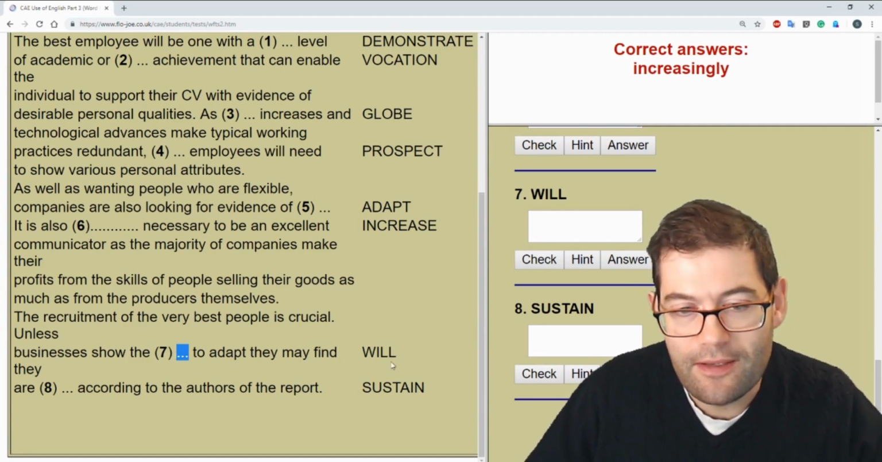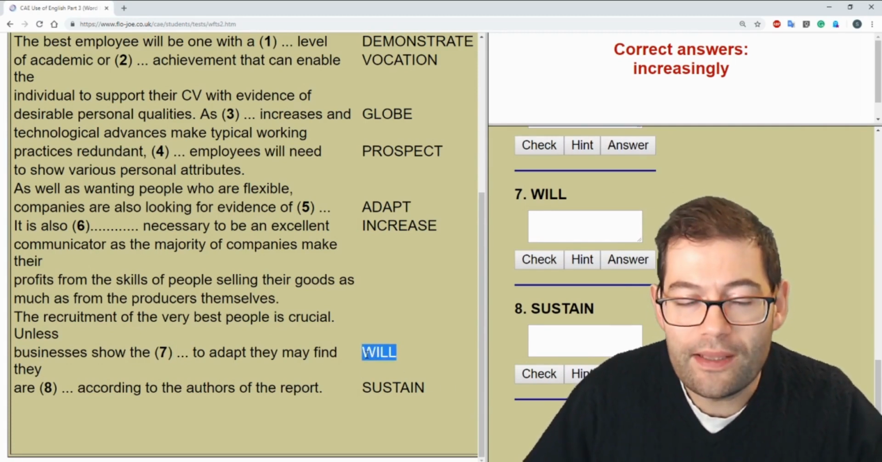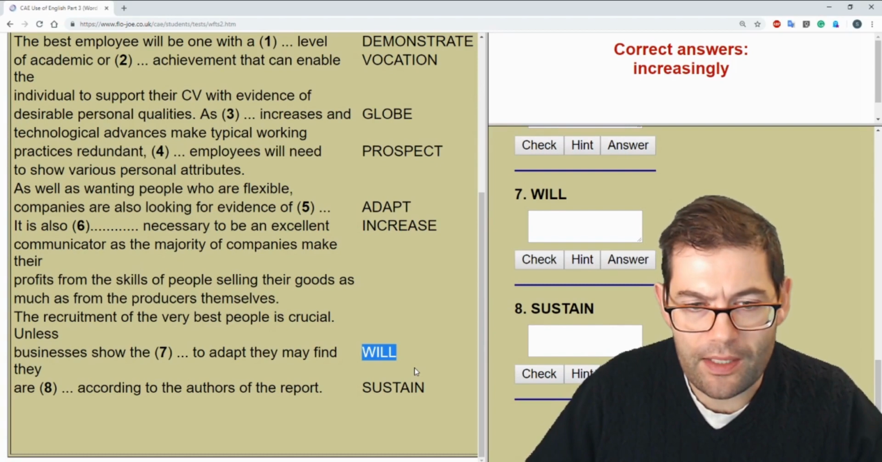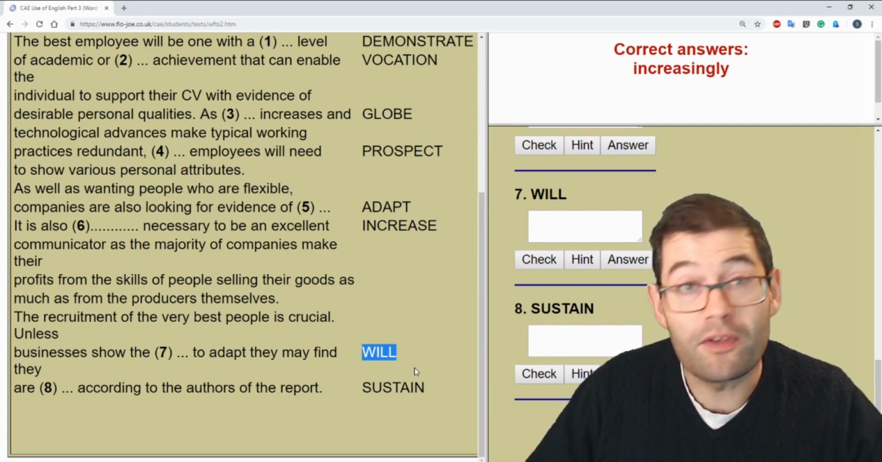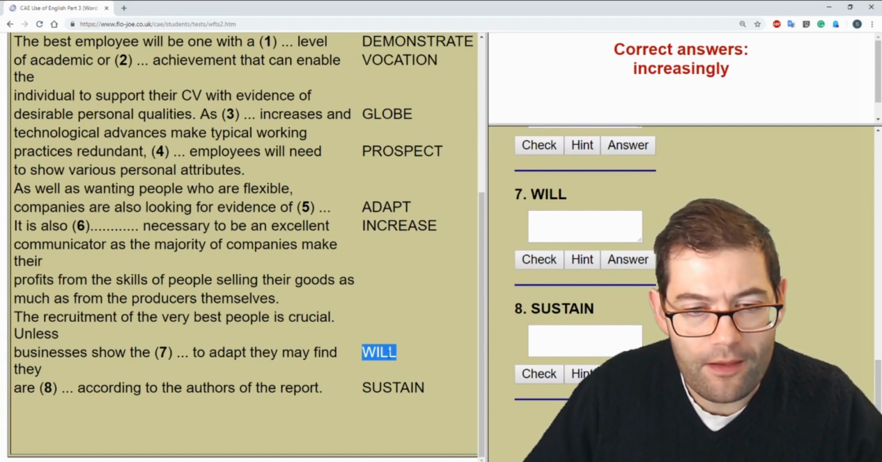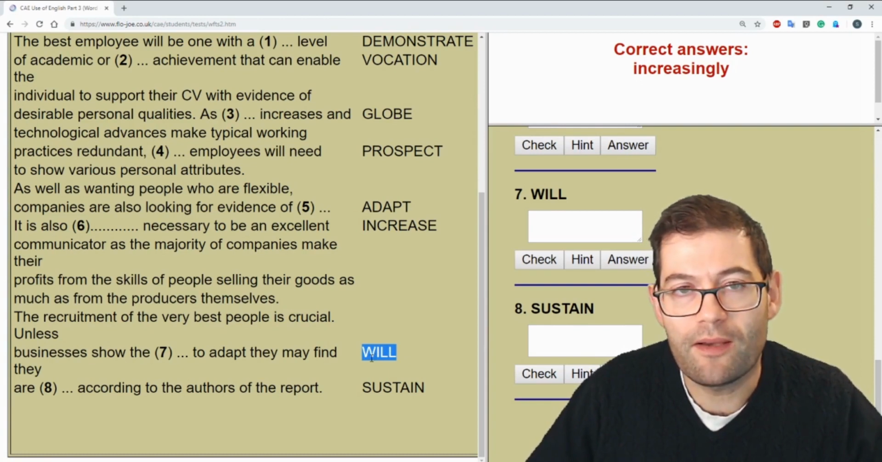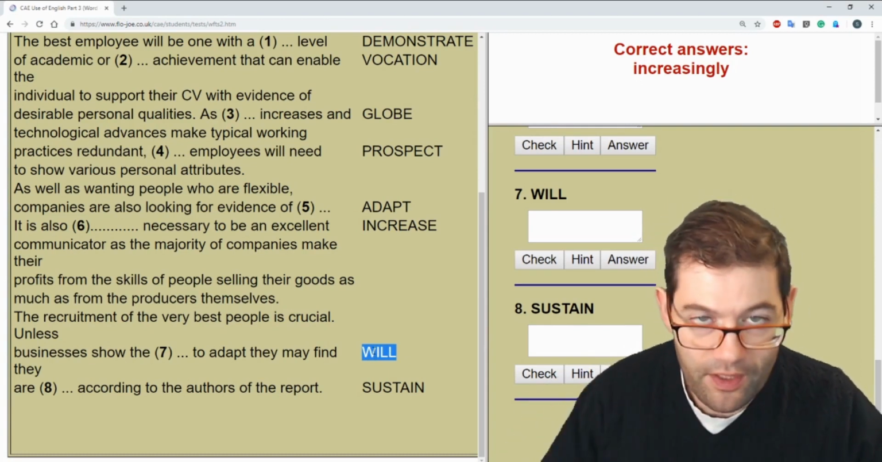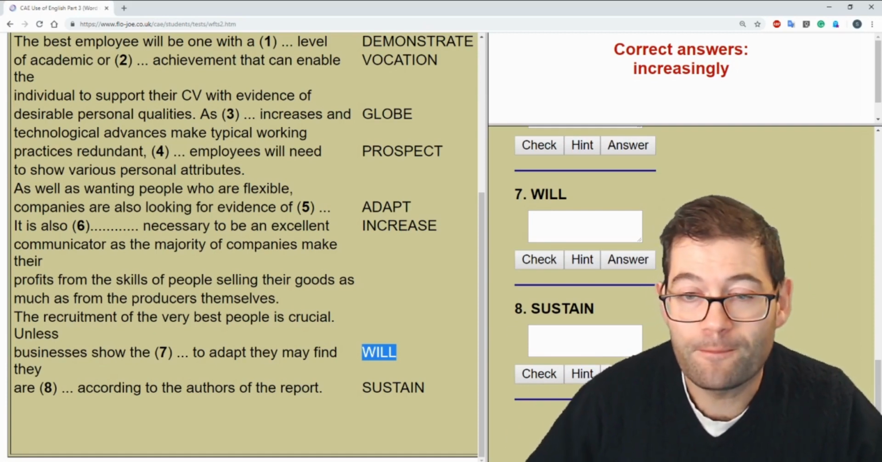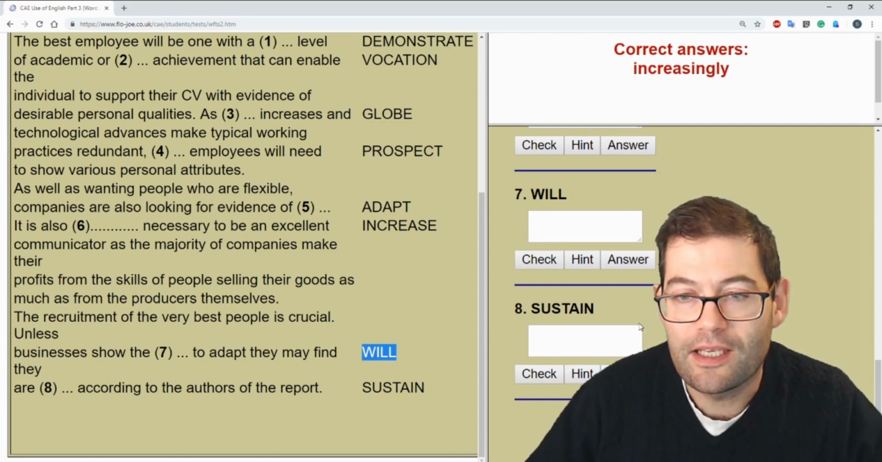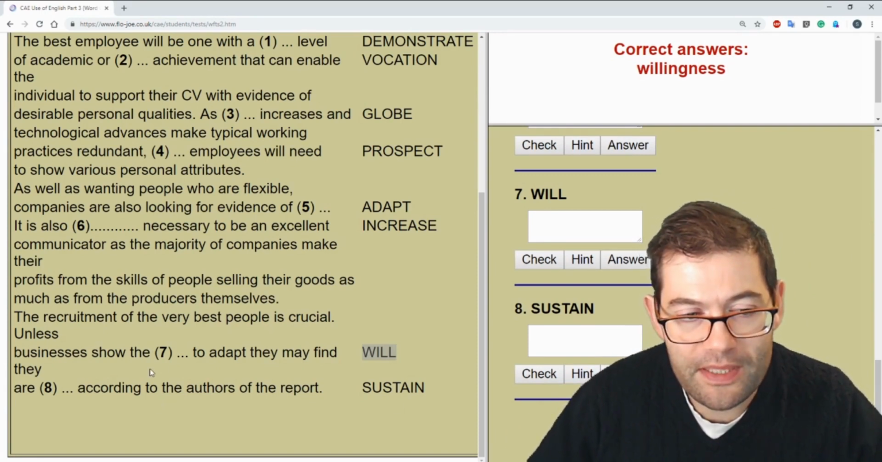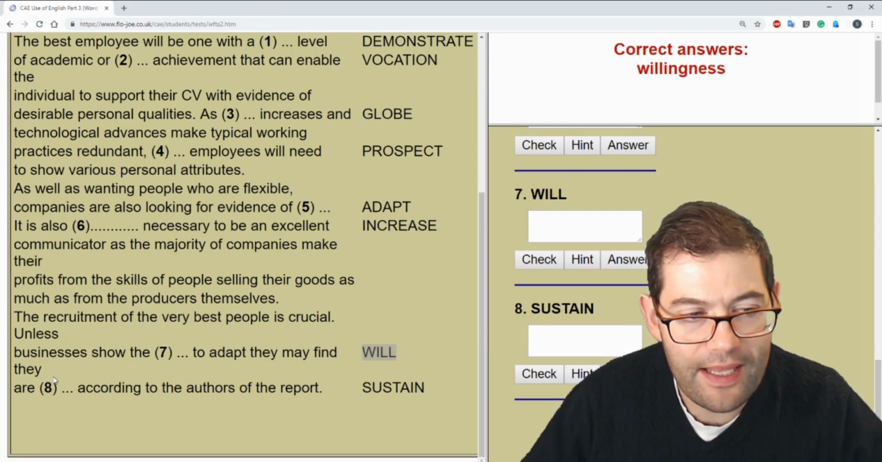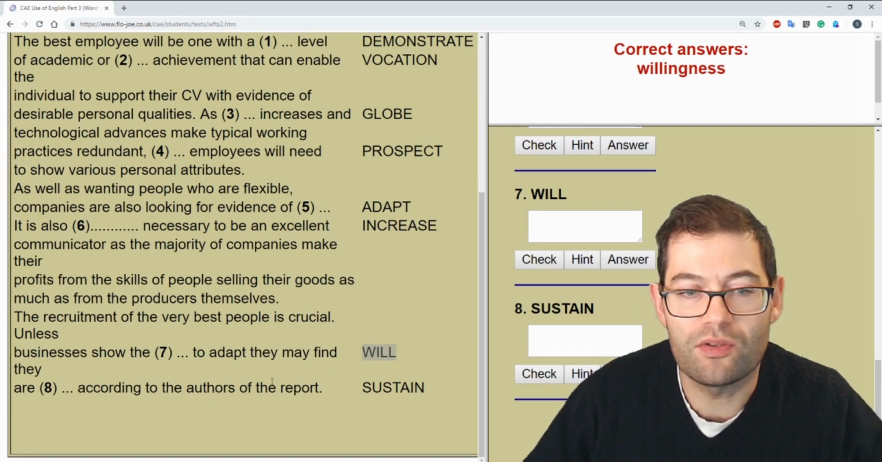The noun form of will, which is an adjective, I think. A noun. The will of someone. If we're talking about the ability of that person to want to do something, which is what we're talking about here, or a company in this case, we need the noun willingness. So unless businesses show the willingness to adapt, they may find that they are according to authors of the report.